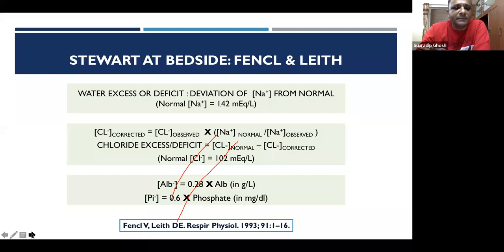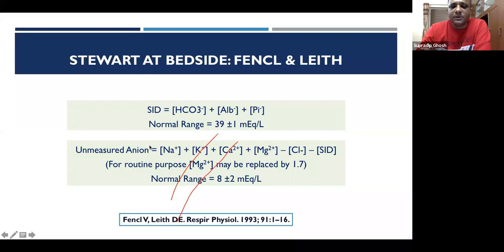SID can be calculated from this formula, bicarbonate plus albumin plus phosphate. As I say, this is the effective SID, not apparent SID. This is the effective SID. Whereas unmeasured anion also can be calculated from sodium plus potassium plus calcium plus magnesium and this formula, which normal range is 8 plus minus 2. I hope it is clear. I'll go for some examples.